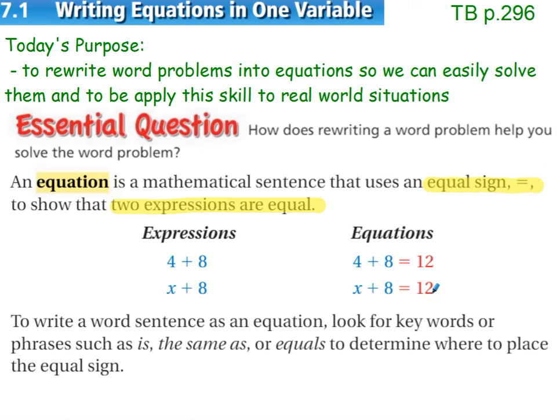To write a word sentence as an equation, look for keywords. Keywords for equals include is, the same as, or equals. This will help you show where the equal sign goes as well as what needs to be on each side of the equal sign.